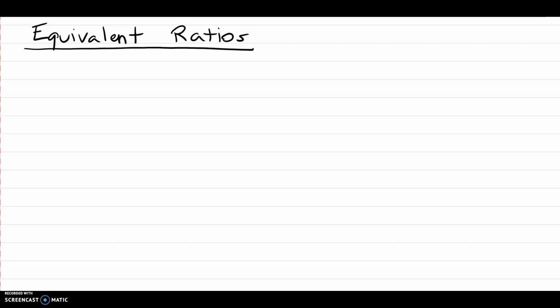Alright, in this video, we're going to take a look at equivalent ratios. So we know that a ratio is something that compares two quantities together. Now we're going to look at how you make equivalent ratios for those two quantities that you're describing or comparing. So make sure you put today's date in the upper corner of your notes.